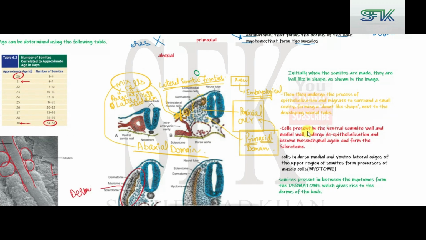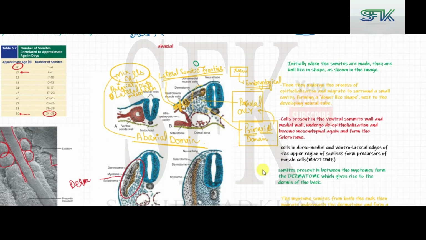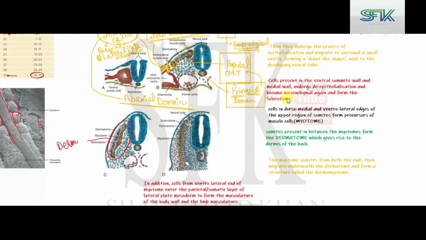Then the cells present in the ventral and medial wall of the somite, the part next to the neural tube, undergo de-epithelialization. They change shape back, become mobile, start migrating, and become mesenchymal tissue, forming the sclerotome. Imagine this part breaking out of here and forming all these cells over here. These are the sclerotomal cells, the blue ones. This sclerotome gives rise to the tendons and the axial skeleton.